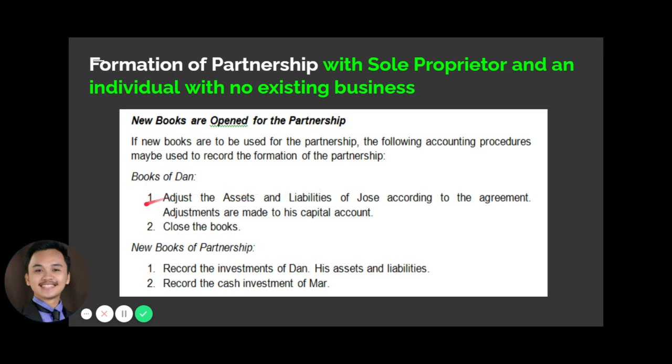So first, we adjust Dan's assets and liabilities using the agreement and then close the books. And then, record the investments of Dan using its assets and liabilities, and then record the cash investment of Mar. What happened earlier is that we did not close Dan's books, so the partnership used them. But here, there are new books that the partnership will open. So we need to close Dan's books and then create new books of the partnership.